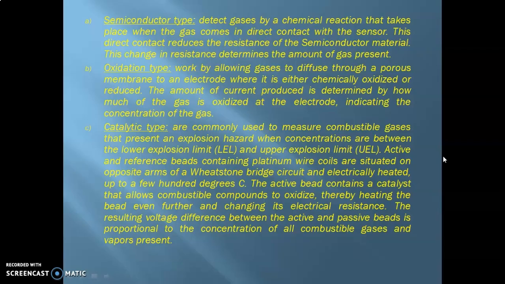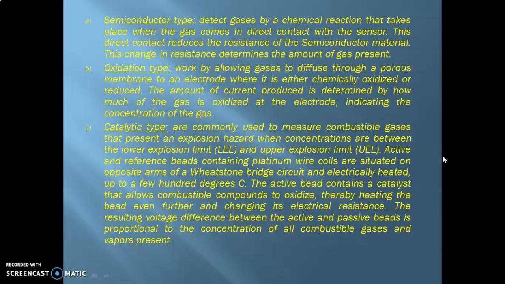Now, the amount of current that is produced due to this oxidization that is taking place between the gas and the electrode is directly proportional to the concentration or the amount of gas that is present within the room. That means that the amount of current that will be produced due to the oxidization effect that is taking place is directly proportional to the concentration of the gas within the premises. Now C, the catalytic type.